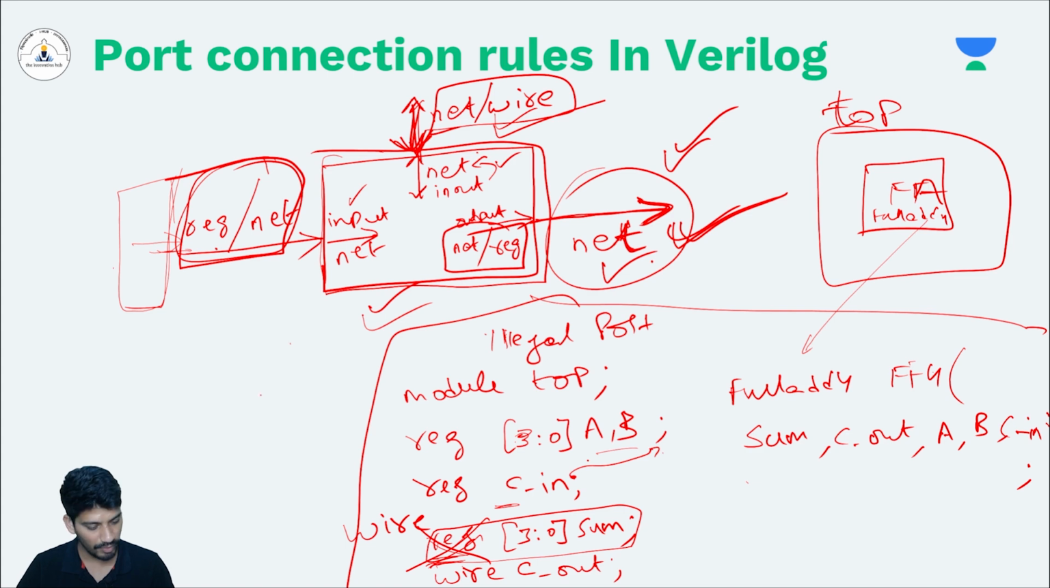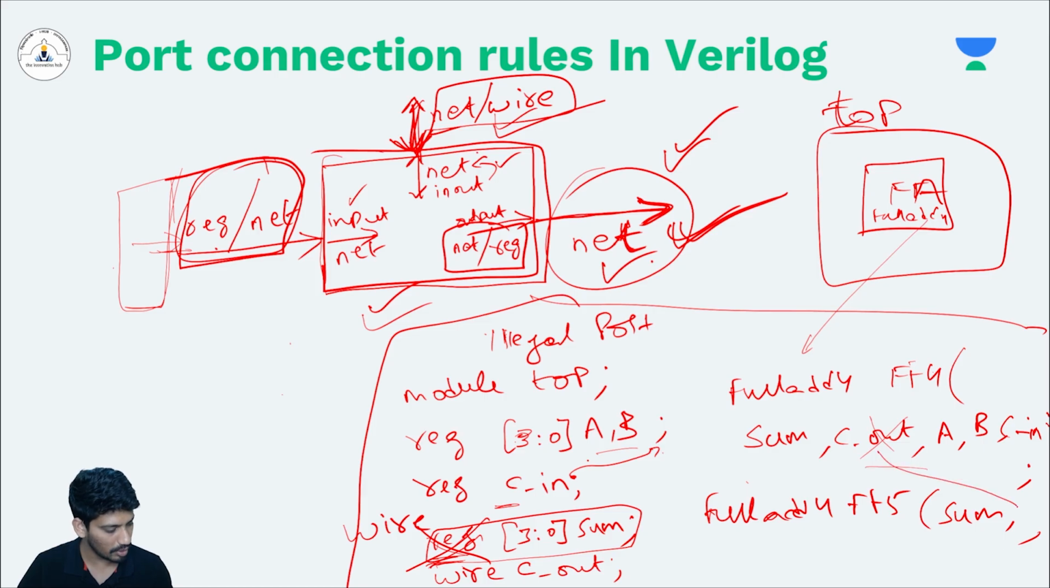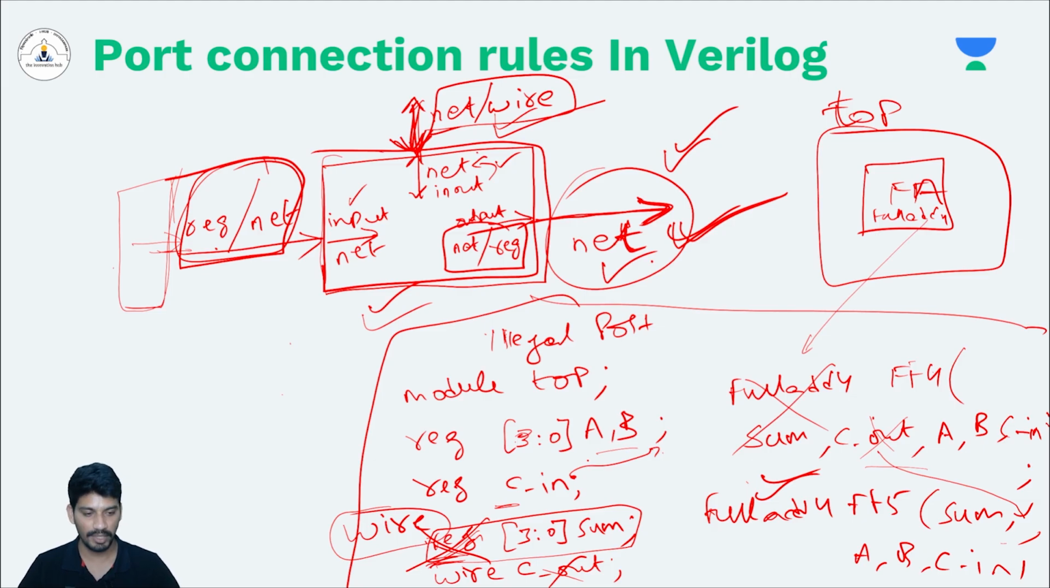There is one more way where you can directly call without connecting all ports. If I don't want to connect cout, then I can directly call like this: full add 4 ff5. Directly I will write sum, comma, and then leave a space for cout. Let's say I don't have any port named Cout in this top module. So I'll leave a space and then connect A, B, Cin. This is legal, but the earlier one is illegal because you cannot write a register as an output port. So you have to define it as a wire port, right?